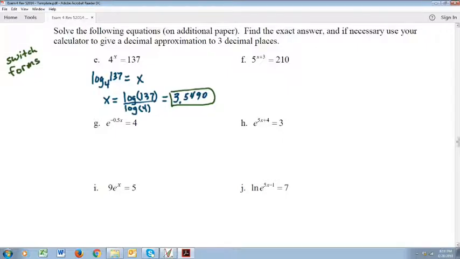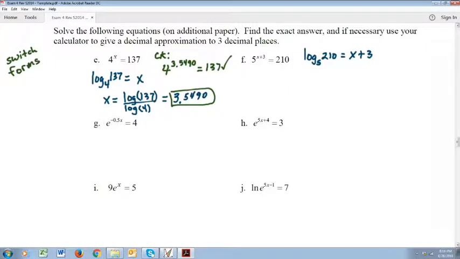The thing about it is you can check these answers, which is really nice. You can do that with all of these and know that you did your work correctly. Notice as a check, if we take 4 to the 3.5490 power, you do get 137. Now it may not be exact, but that's because we're rounding here. I usually round to 4 decimal places, but here you really only had to give 3. Let's move on.